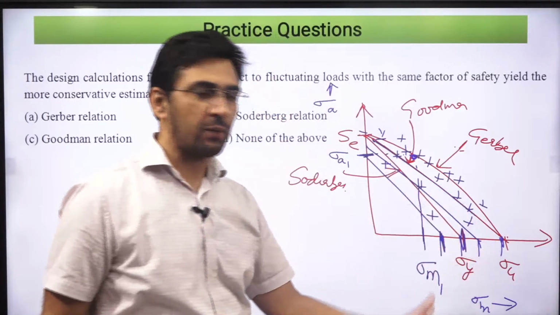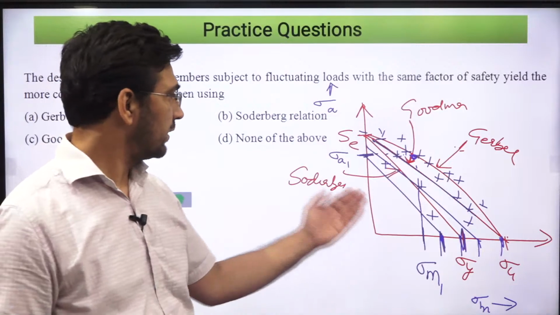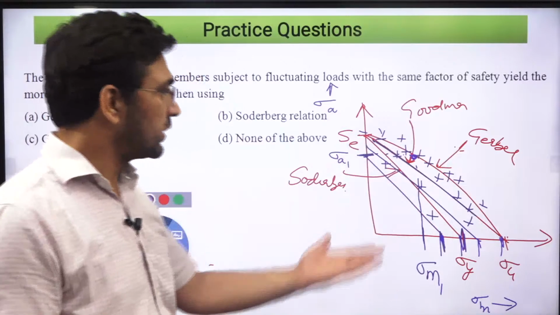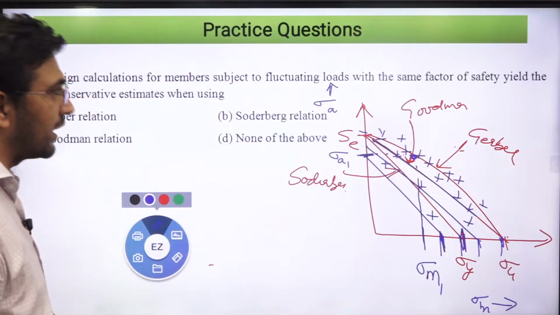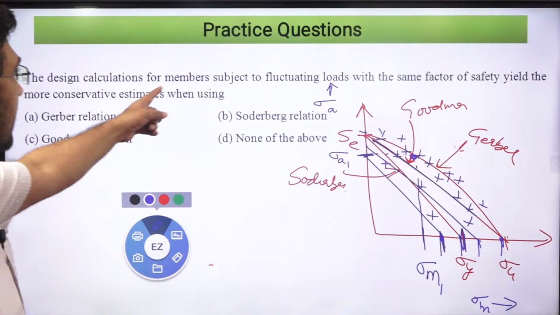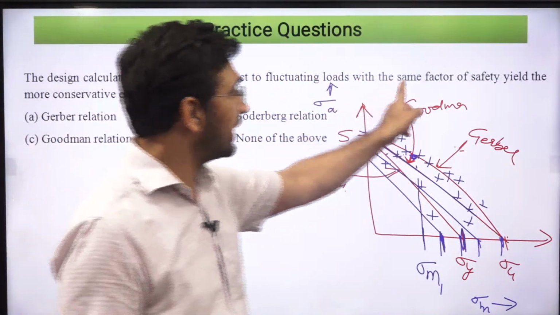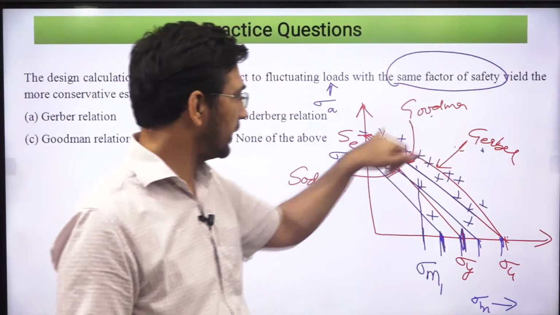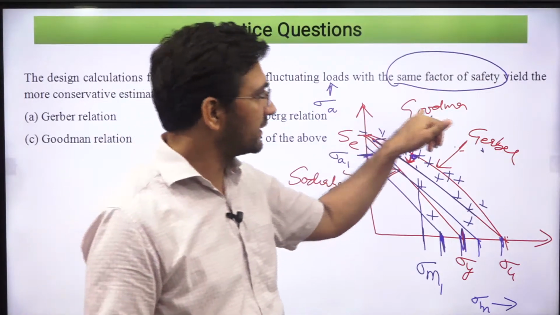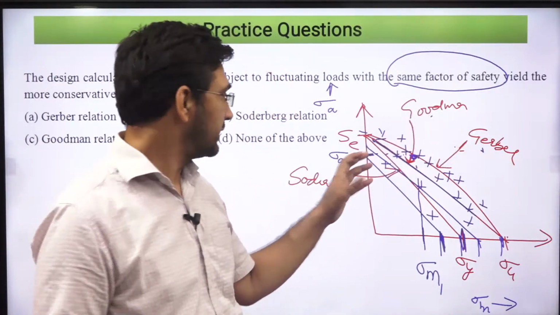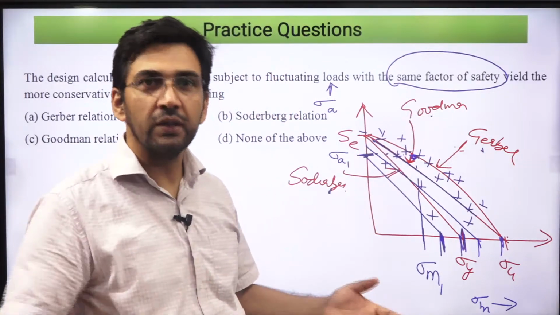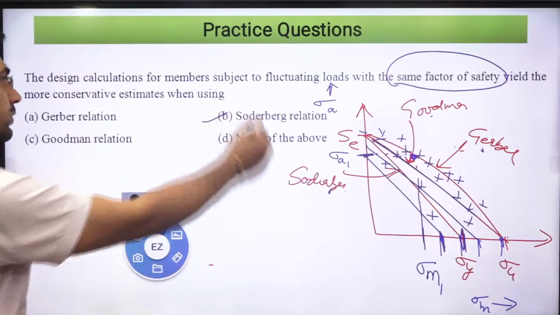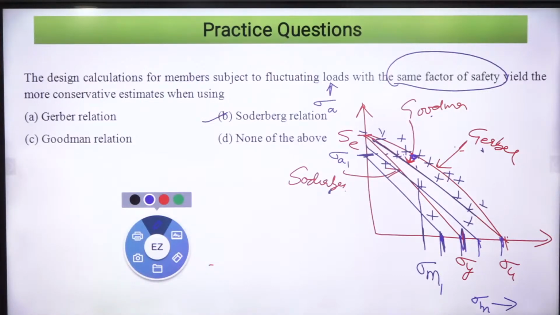So it means even if I apply the same factor of safety, Soderberg is not going to be less conservative. He is going to remain the same, because factor of safety in any case I have to apply. That is why, if you say design calculation for members subjected to fluctuating load with the same factor of safety, that means the same factor of safety whether I apply on this criteria, this criteria, or this criteria. Since I'm applying the same factor of safety on all these criteria, and since Soderberg is the most conservative, he is going to remain the most conservative even after applying the same value of factor of safety. That is the meaning of this. So the correct option is going to be Soderberg.